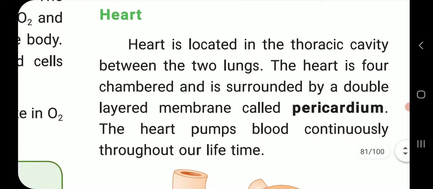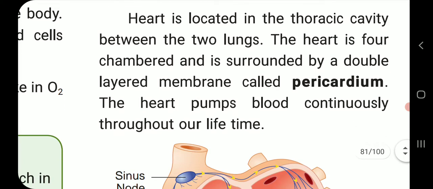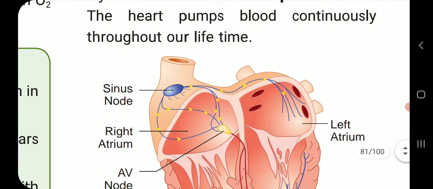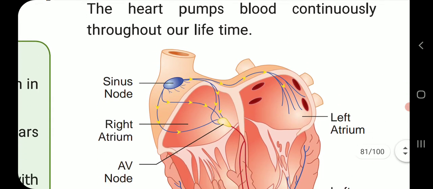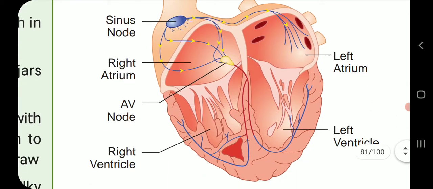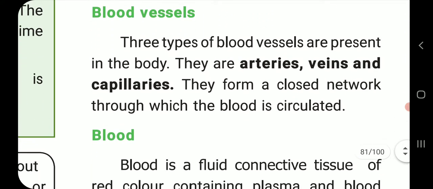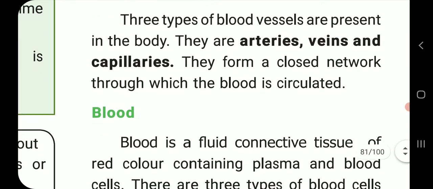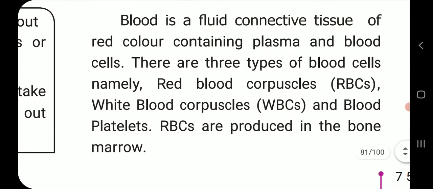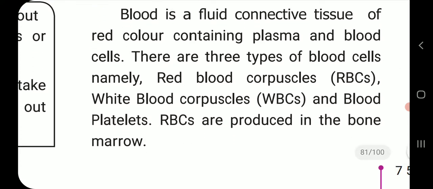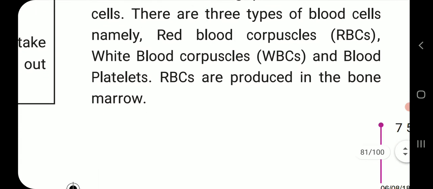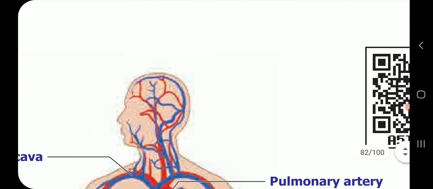Okay, the heart is located in the thoracic part between the two lungs, and it is covered by a double layered membrane called pericardium. The heart pumps blood continuously throughout a lifetime. Okay, now we have three types of blood vessels. Arteries, veins and capillaries are the three types of blood vessels, and there are three types of blood cells. They are red blood corpuscles, white blood corpuscles and blood platelets. These are the three types of blood cells in our body.